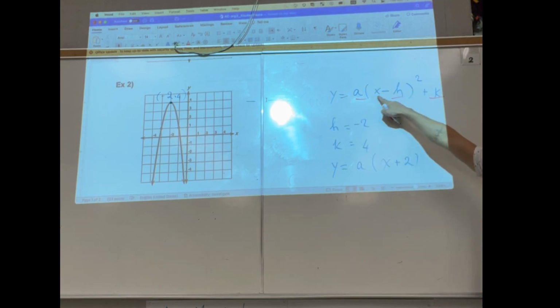Because the formula is X minus H. That's when you just switch the sign. Okay? Squared, what is the last one? +4, very good. 1 point for Leilani.